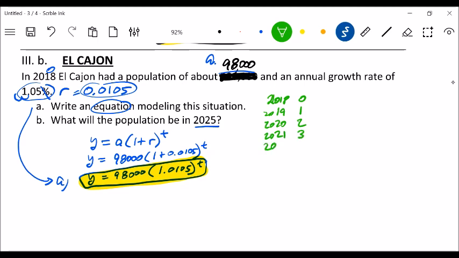2021, the third year. 2022, the fourth year. 2023 is the fifth year. 2024 is the sixth year. 2025 is the seventh year. So for 2025, that's 7 years. And that's what we're going to put in T. We want to know for the 7th year what the amount of population is.